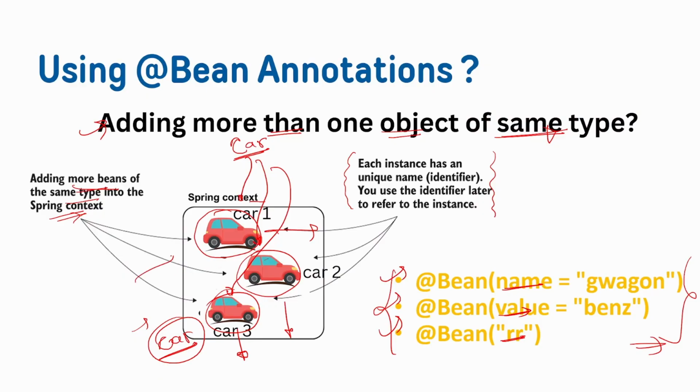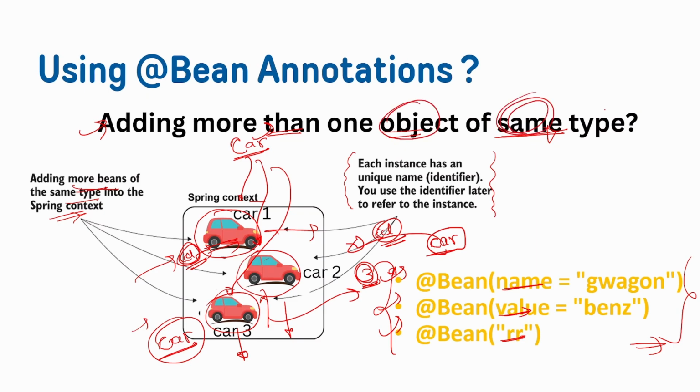So basically Spring gives a unique ID to each object instance added to the context, and this name can be modified using these three keywords. By default, the method name will be assigned as its ID. Now you understand how we can add more than one object of the same type.